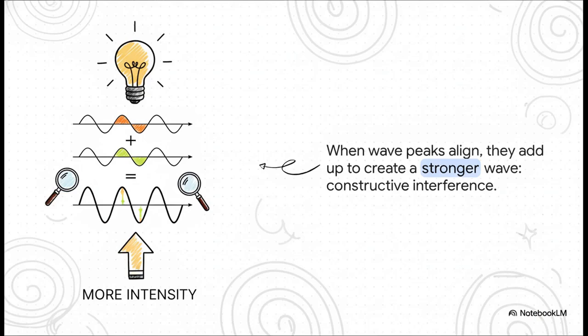Let's start with the best-case scenario. Imagine two waves arriving at a single point perfectly in sync. A peak from one wave meets the peak from the other, trough meets trough. They just reinforce each other, right? Their amplitudes add up, creating a brand new wave with a much bigger amplitude. For light, a bigger amplitude means more intensity. In other words, brighter light. We call this constructive interference.